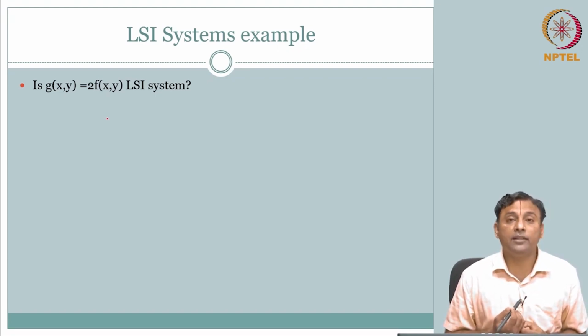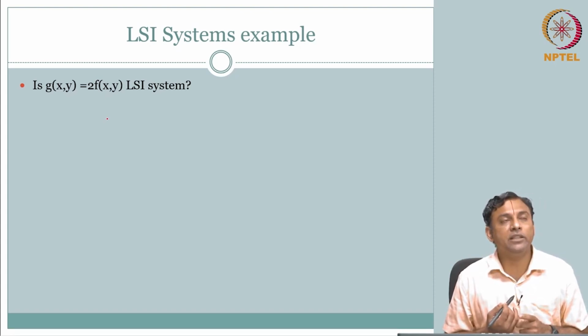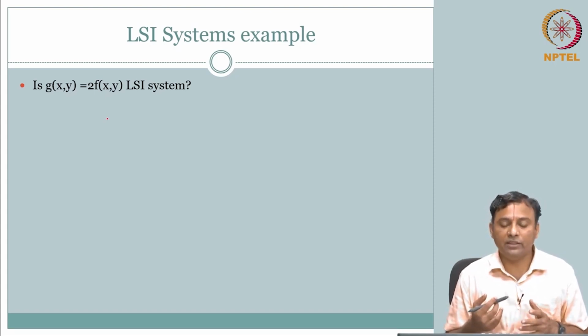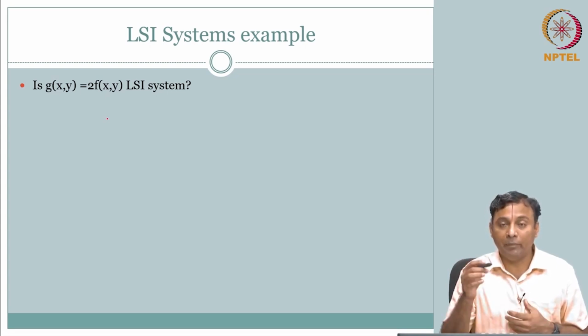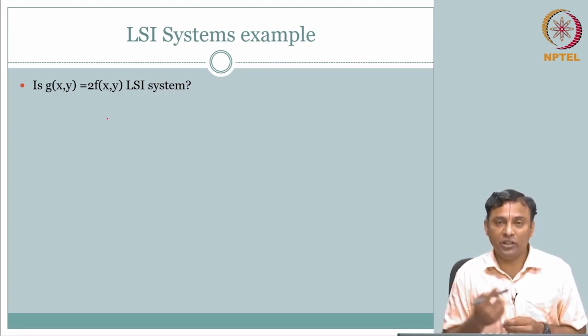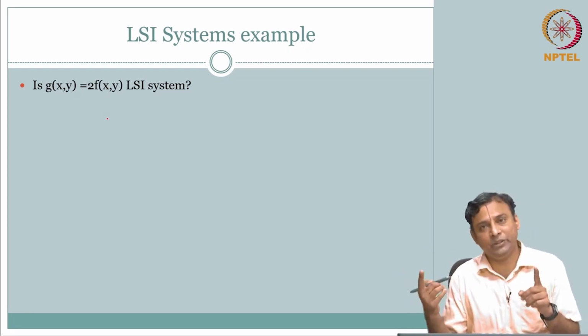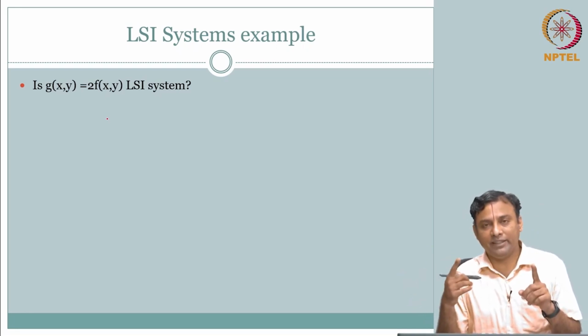First thing is, what is a linear system? Linear shift invariant system. So what is a linear system? A linear system says if I am presented with a sum of different individual inputs: if I have F1, I get G1. If I have F2, I get G2. If I am presented with a weighted sum of them.